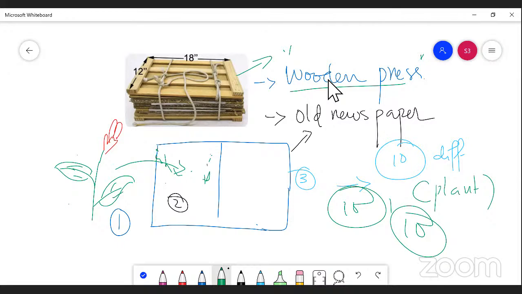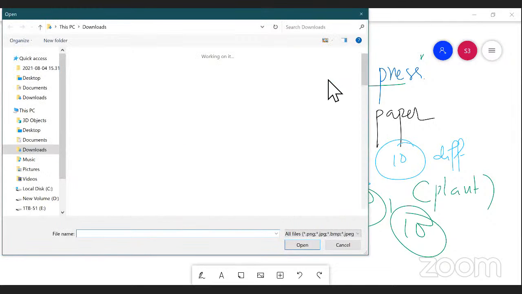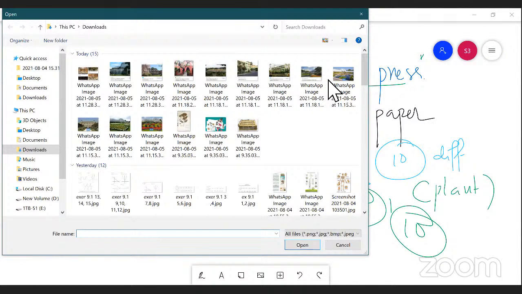So when we do this kind of preparation continuously for 10 days, finally the water content in the plant material is totally lost. So finally we get the dried plant species. That's why I said herbarium is a collection of pressed dried plant species which are mounted on a specific sheet. So the first step is the collection of plant material, right? This is the first step.